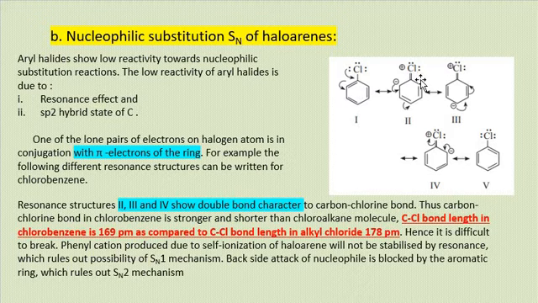And with these resonating structures, we see that the carbon-chlorine bond length in chlorobenzene is 169 pm as compared to 178 pm. Hence, it is difficult to break. So, the phenyl cation produced due to the self-ionization of haloarenes will not be stabilized by resonance. So, that is why the SN1 mechanism is not possible.